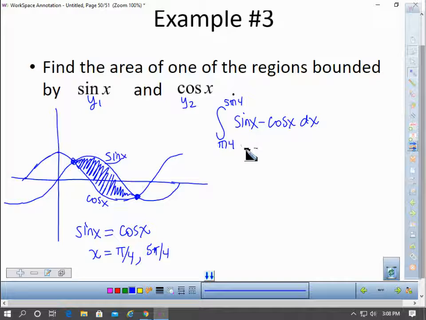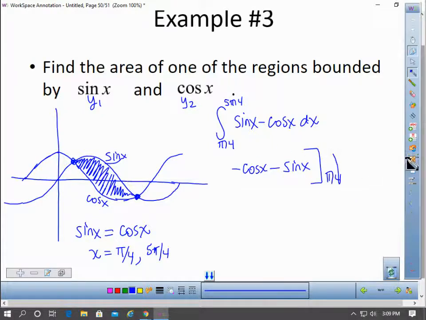So now we're ready to do our antiderivative. So the antiderivative of sine is negative cosine minus, and the antiderivative of cosine is sine. And then I don't need my plus c because I'm evaluating from pi over 4 to 5 pi over 4. Okay? All right, so now we do the fundamental theorem of calculus, right?